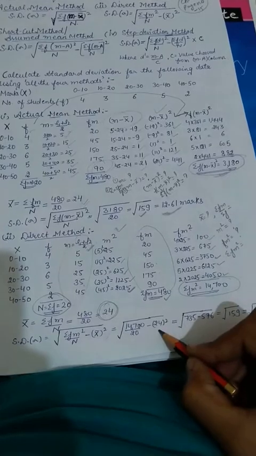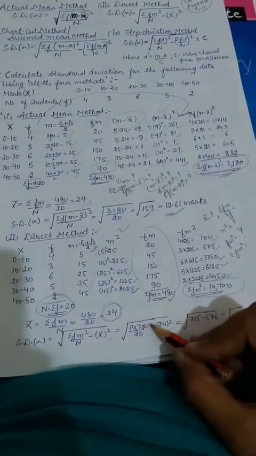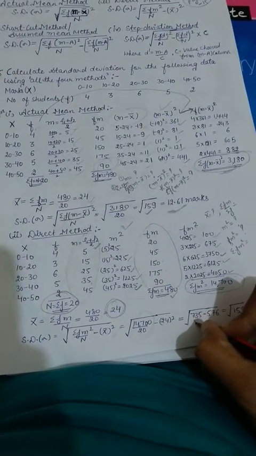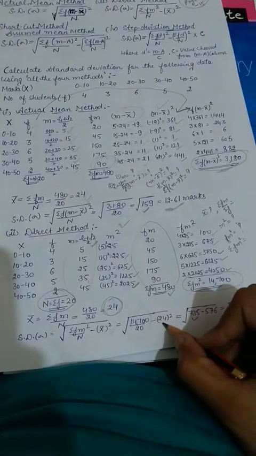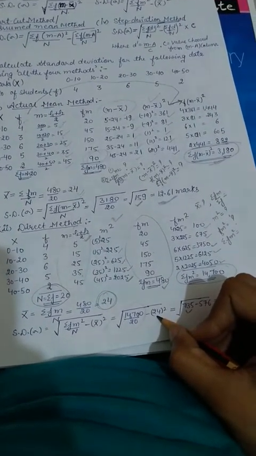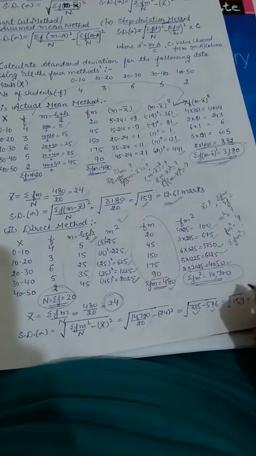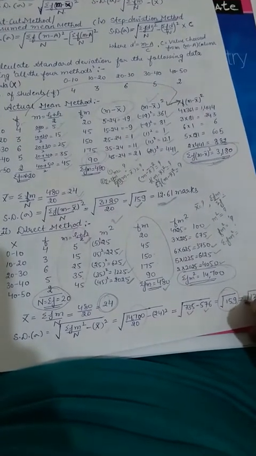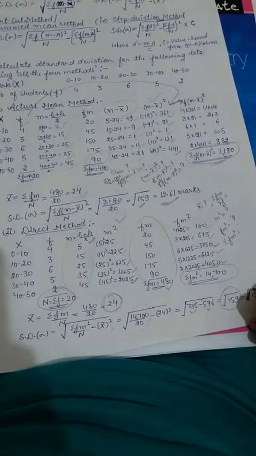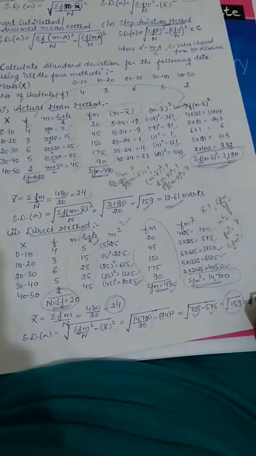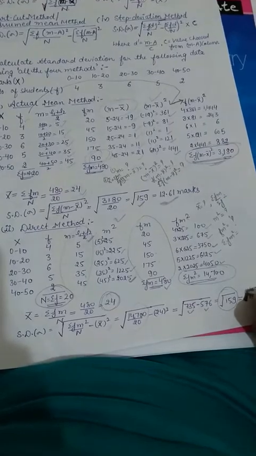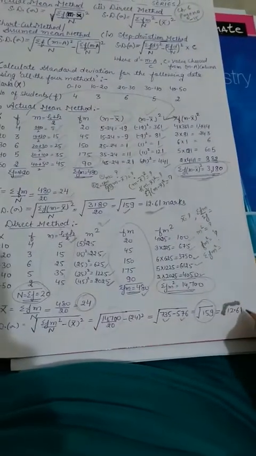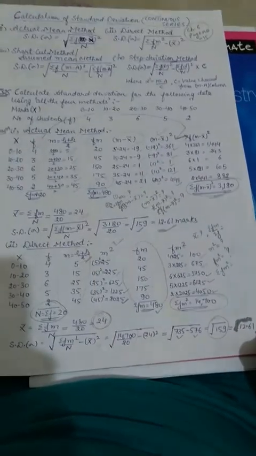14,700 upon 20 minus 24 square. When you divide this, you will get 735. And what will be the square of your 24? The square of your 24 will be 576. This you will get under root 159. And the value of this under root 159 will be your 12.61. This bar sign will not come. So this will be your 12.61.